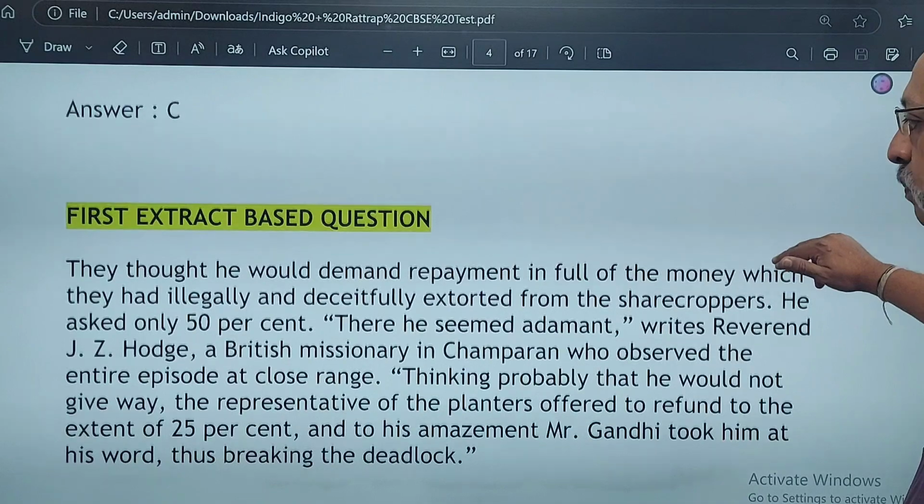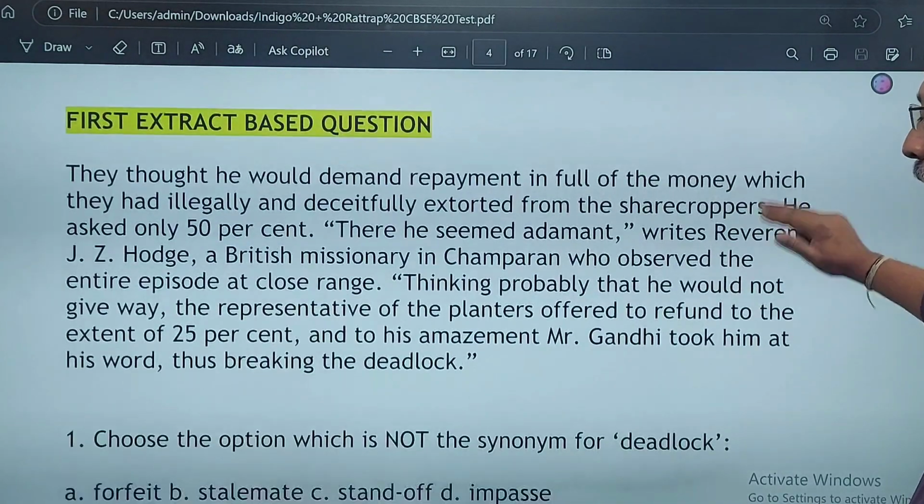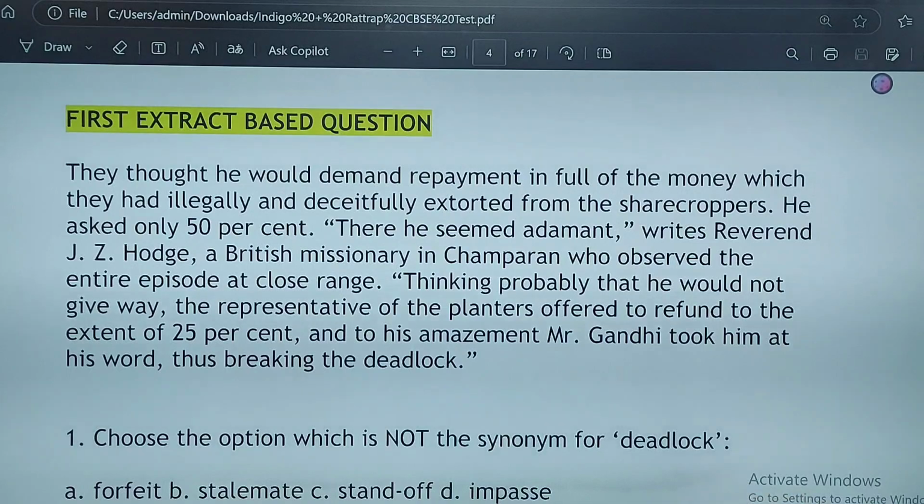Let's look at some extract based questions. I would want you to go through the extract. I'm not going to read it out. I'll give you 20 seconds to quickly read the extract. I hope you are seeing this at 1.5x speed, so let's do it as soon as possible. We don't have a moment to waste. I hope you have read it.